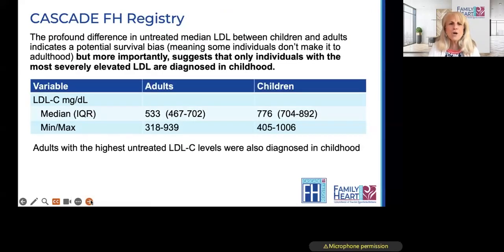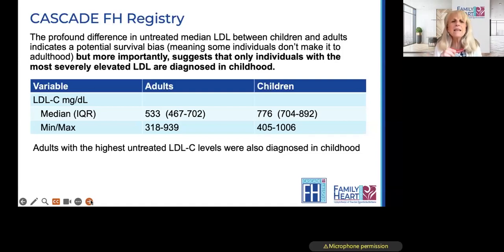So I want to get back to talking about this profound difference between children and adults in their median untreated LDL. The profound difference between children and adults indicates there's a potential survival bias. And what does that mean? It means, sadly, that some individuals don't make it to adulthood, so that people that had really elevated LDL levels as children, if they passed away in childhood or young adulthood, the LDL level at diagnosis would appear to be lower in adults.